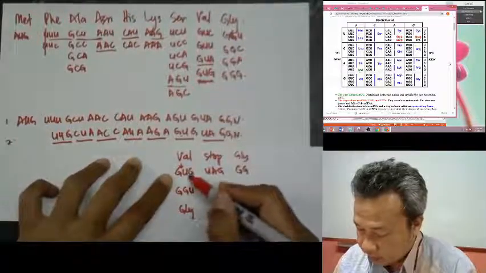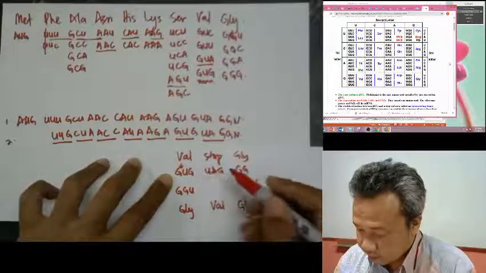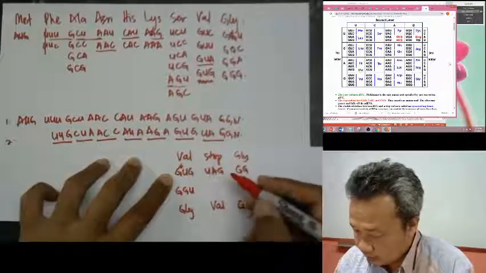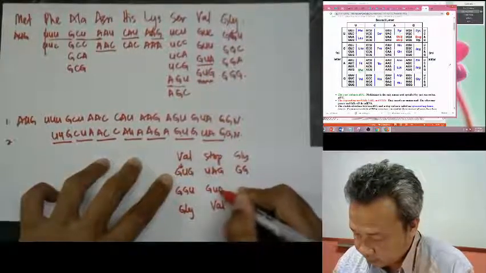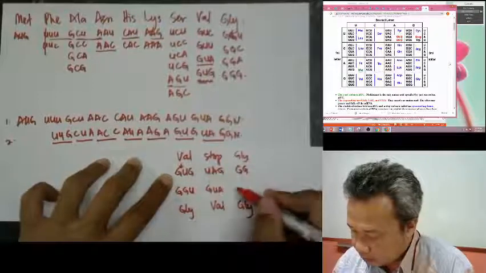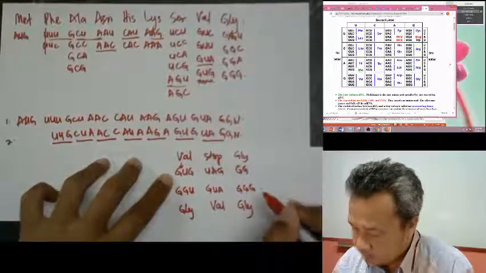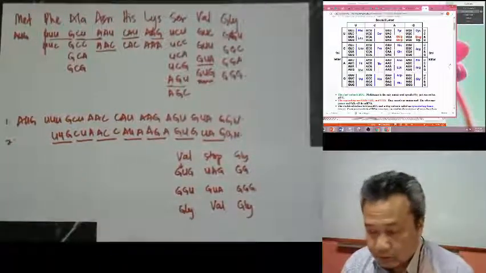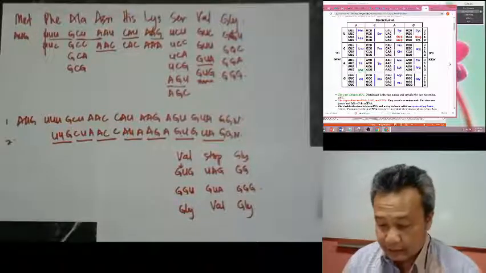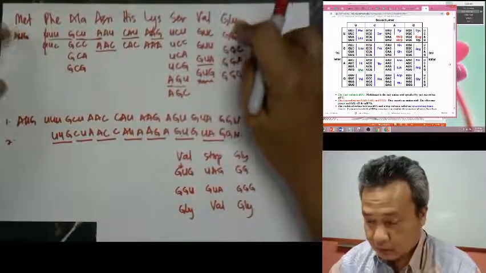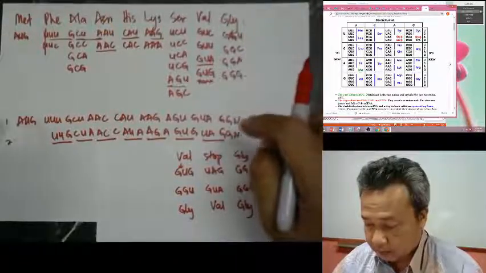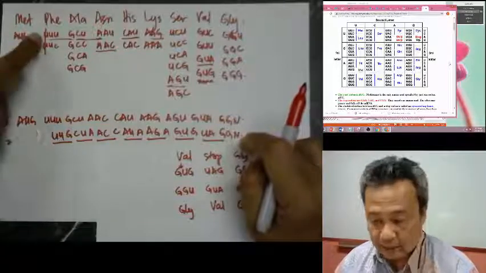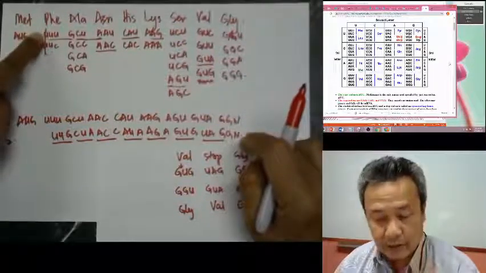And then automatically you have GGU, and then you have GUA, and then you have GGG. Okay? So the full answer for this question is that from the original sequence to the mutant sequence, it can only occur if there is a deletion of that particular U.